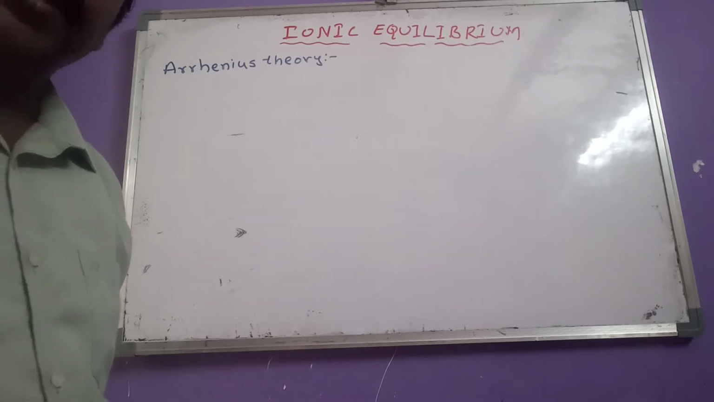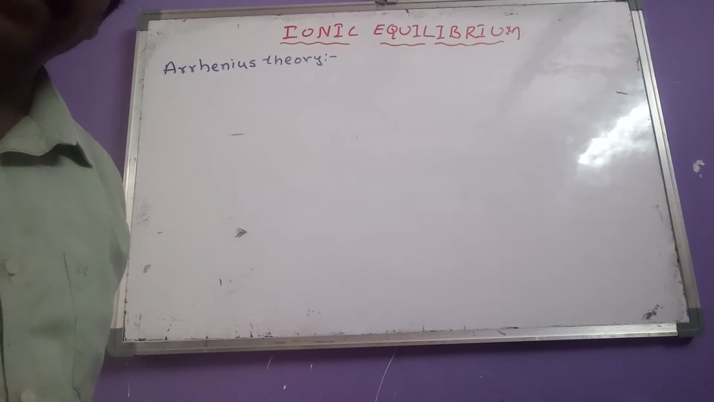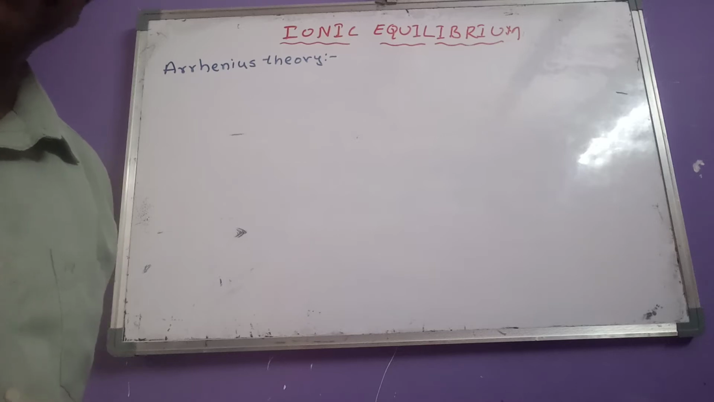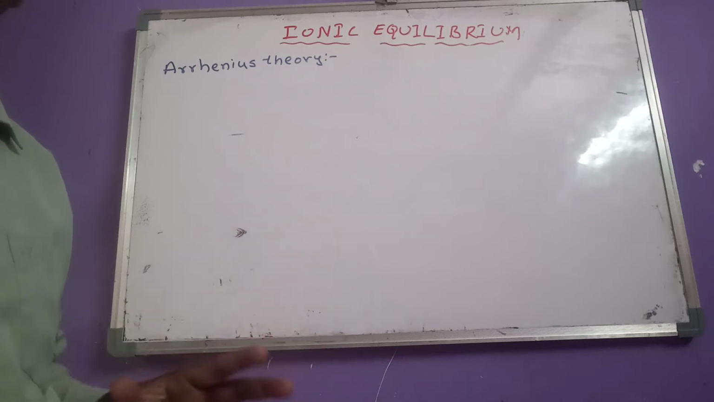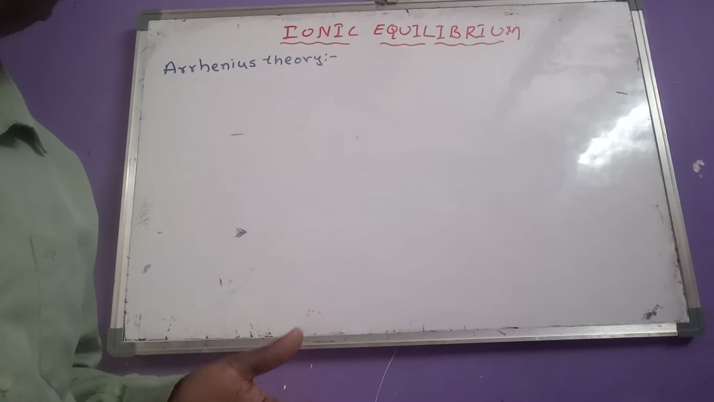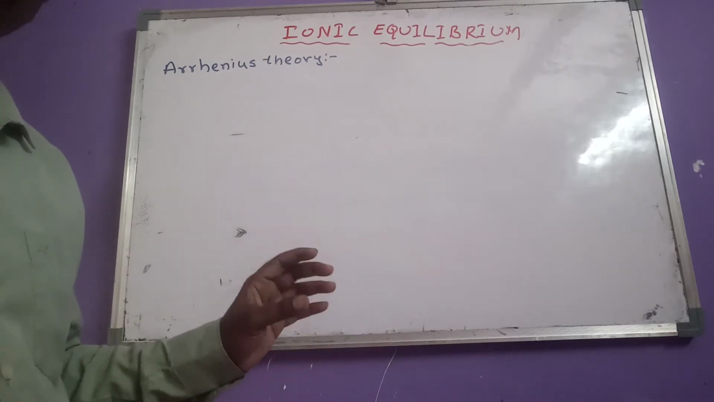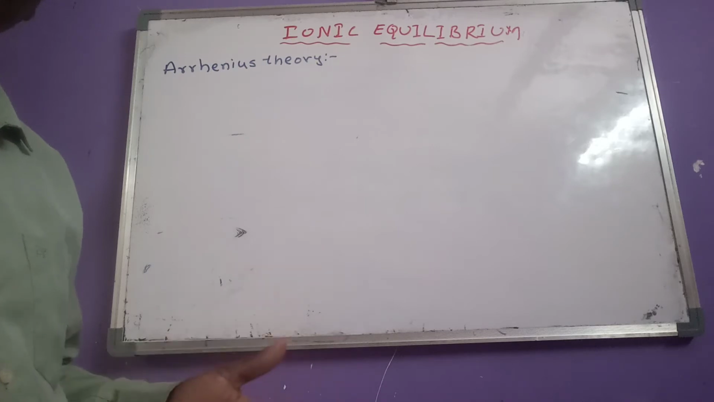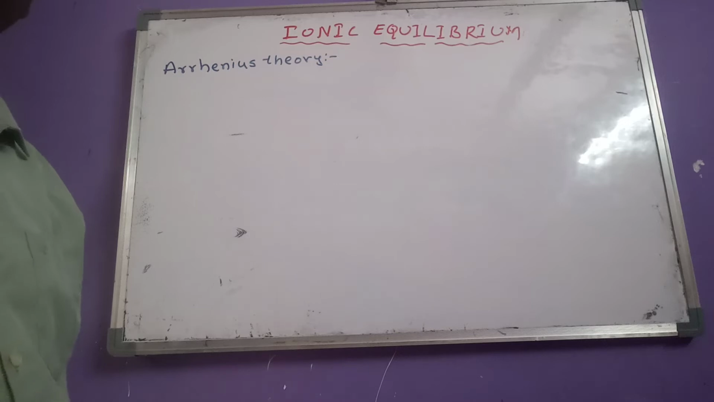Like that, bases are bitter to taste and they convert red litmus to blue litmus. Acids convert blue litmus to red litmus. Both acid and base aqueous solutions are electrical conductors. Now, to define acid and base exactly, some theories are there. The first theory is Arrhenius theory.